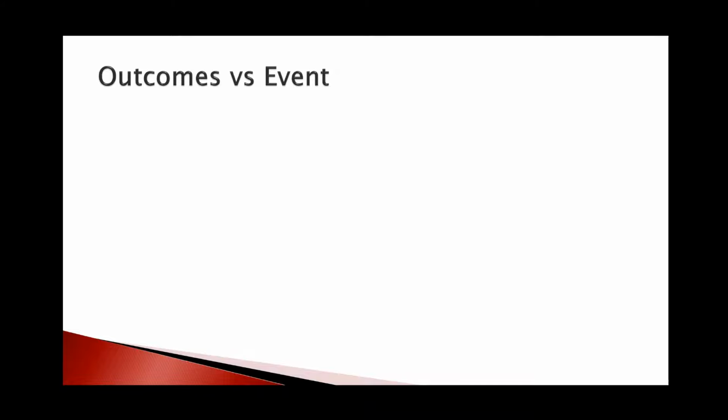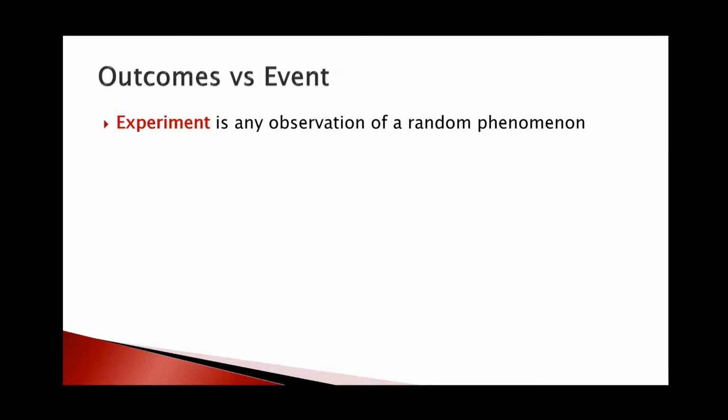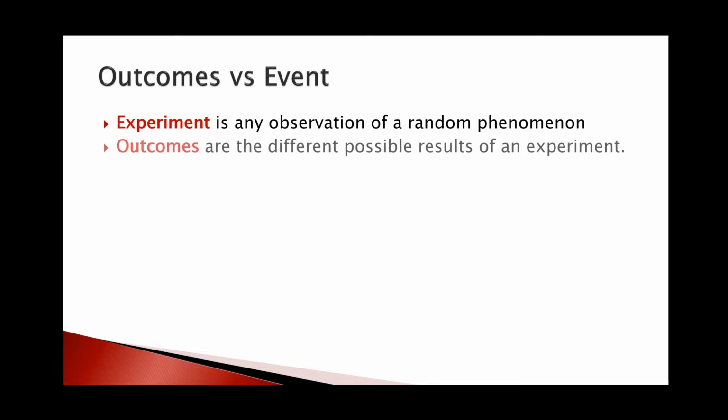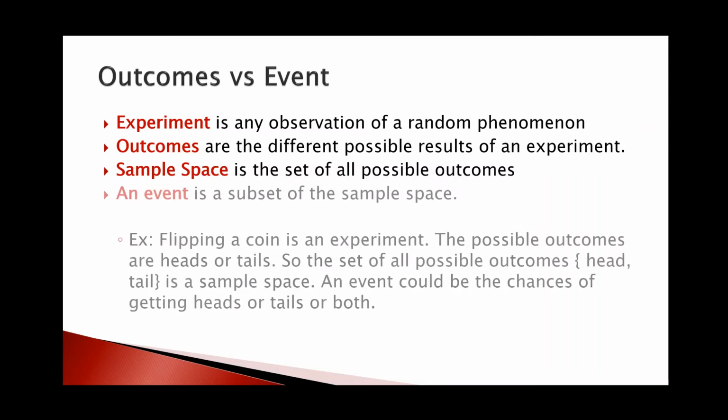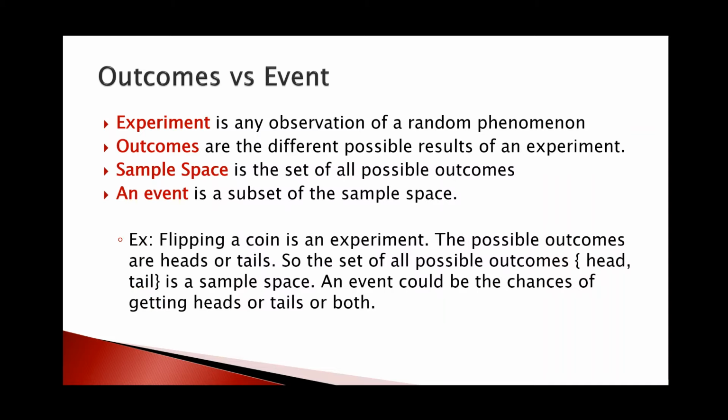Let's move on to distinguish between outcomes and events. An experiment is any observation of a random phenomenon. The outcomes are the different possible results of an experiment. Sample space is a set of all possible outcomes. An event is a subset of the sample space. Let's consider an example to illustrate these points.